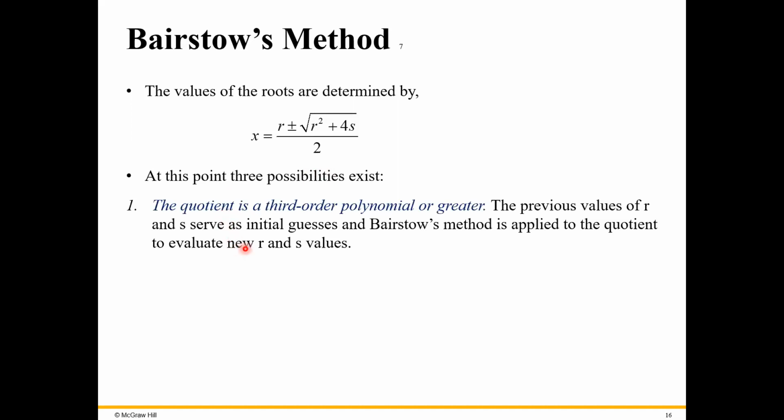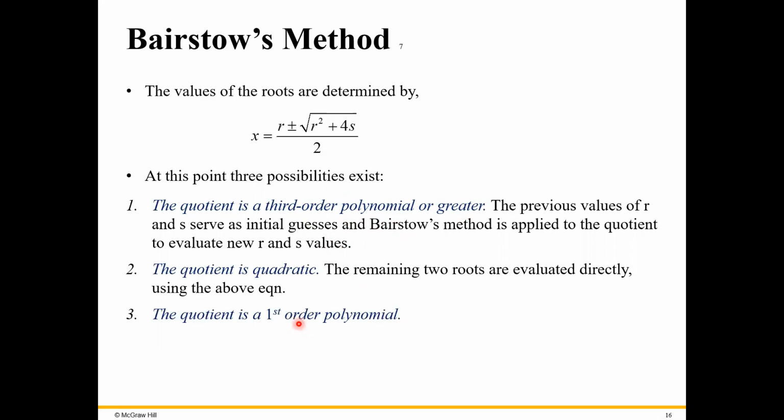So the quotient is a third order polynomial or greater. The previous values of r and s serve as the initial guesses, and Bairstow's method is applied to the coefficients to evaluate the new r and s values. Remember that after you apply this method, for example, to a fifth degree polynomial, we will get a third degree polynomial. Then we can apply the same method on the third degree polynomial, and from it we will get the first degree polynomial, or the linear equation, which we can solve by the direct methods. Okay.